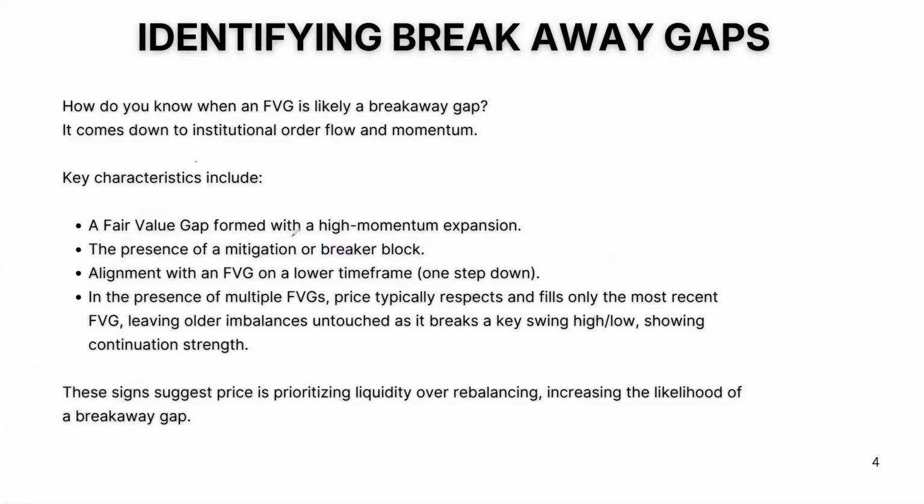When a fair value gap forms with a high momentum expansion, that is when you see a huge expansion like this, most likely that's going to be a breakaway gap. The presence of a mitigation block or a breaker block. All right, so a breaker block is when price forms something like this. Okay, so you could see that price took out liquidity and then broke this high. So when it's returning, this candle here will be a breakaway gap.